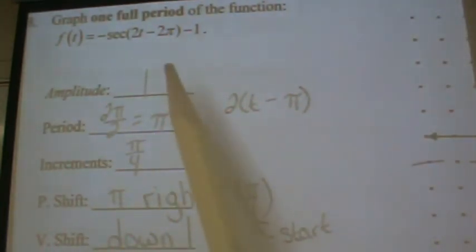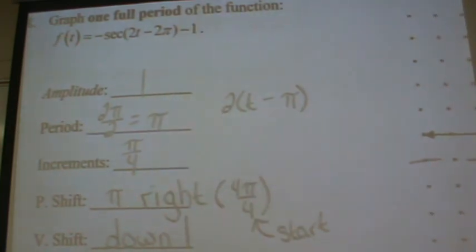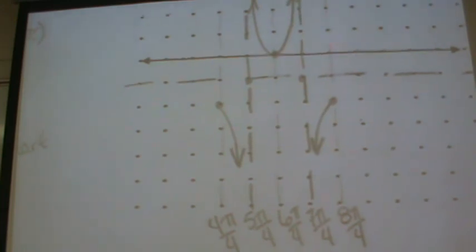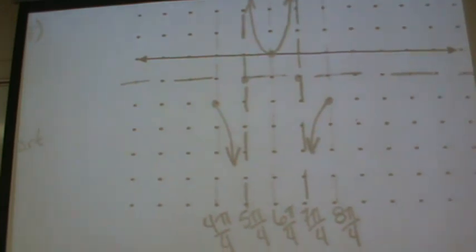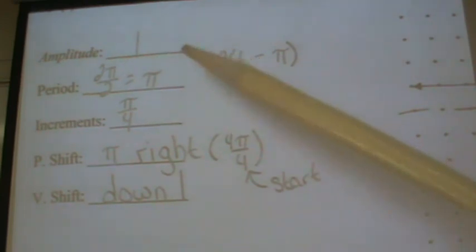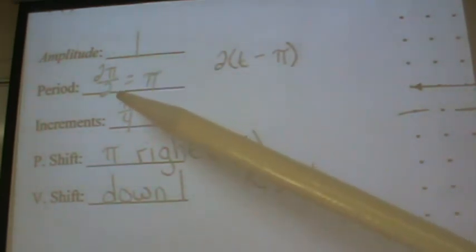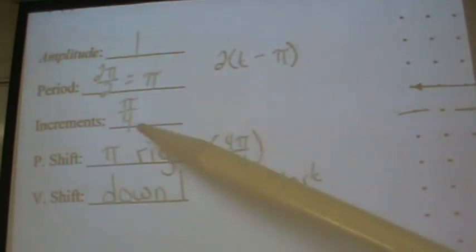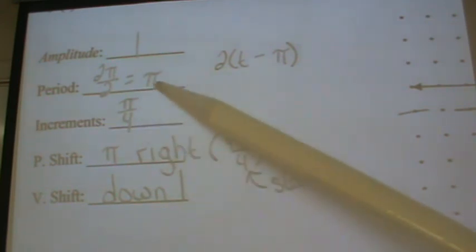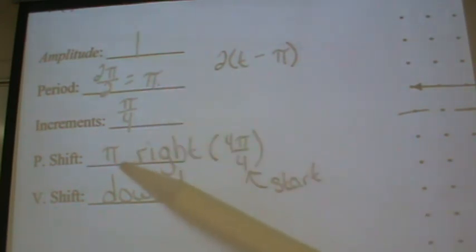Okay, number 18 I'm going to put up here because we're running out of time. You're going to graph the cosine curve, the same way we did it. You have to figure out what your phase shifts are and you're moving it down. This is an amplitude of 1. Your period is 2 pi over b, which is 2, so it's pi. Your increments are pi over 4, cut that into 4 parts. It's a phase shift of pi to the right and then down 1, and draw your graph. We need these numbers right here.